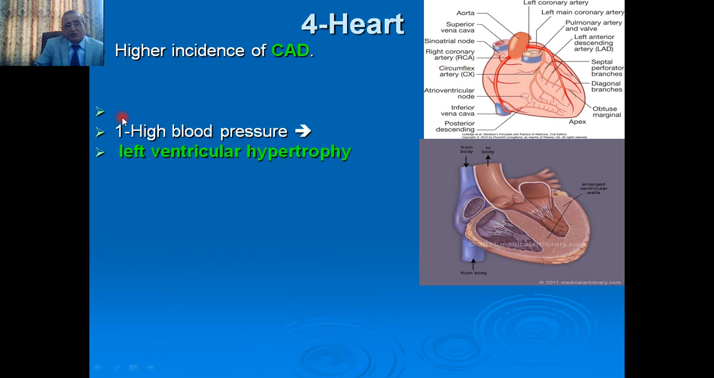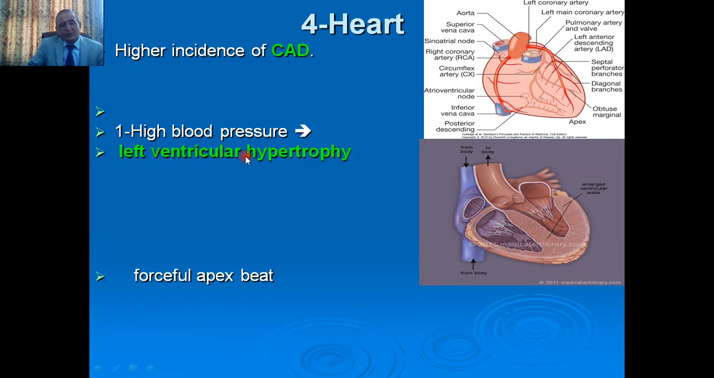But what happens to the ventricle? The high blood pressure in the arteries, the ventricle has to contract against the high pressure. So the ventricle will hypertrophy. Left ventricular hypertrophy will double the risk of mortality and morbidity in hypertension. This is number one. So any patient with hypertension and left ventricular hypertrophy, whether clinical, radio, by echo, then he has a double incidence of mortality and morbidity.